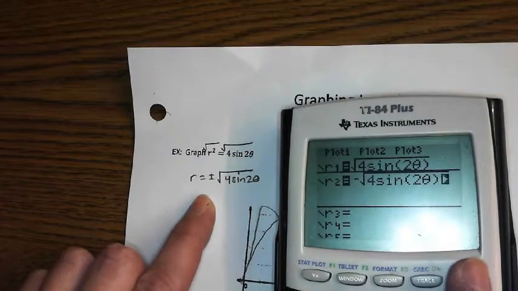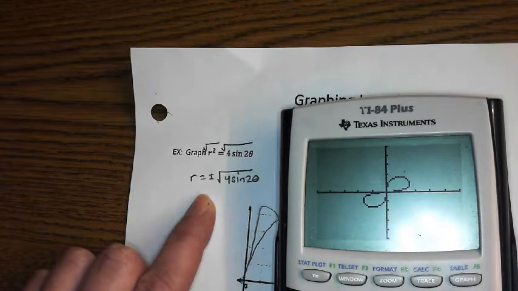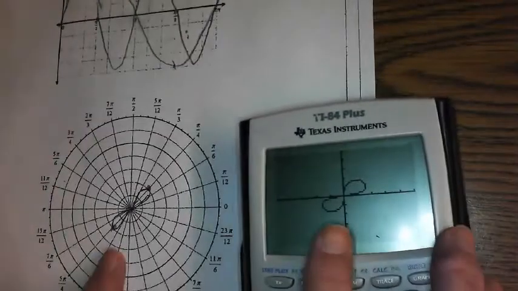And fingers crossed. I will eventually. But I wanted to show that first. So there's our 4 sine 2 theta graph that we just did by hand.